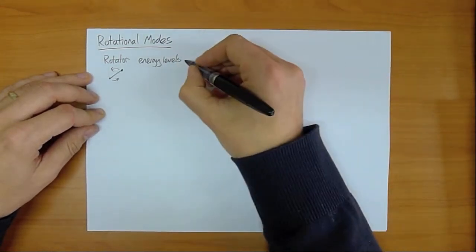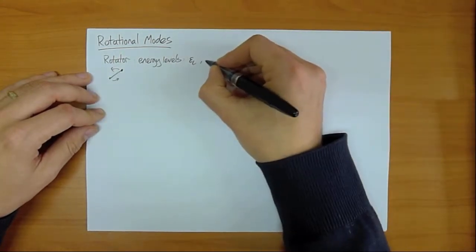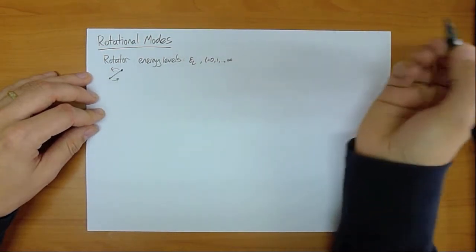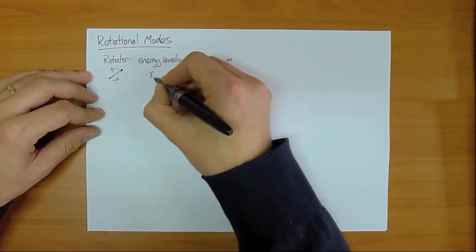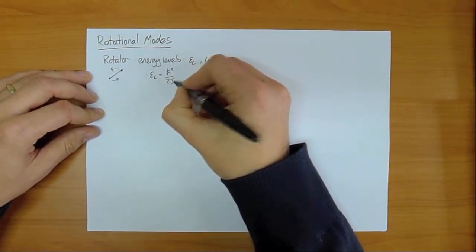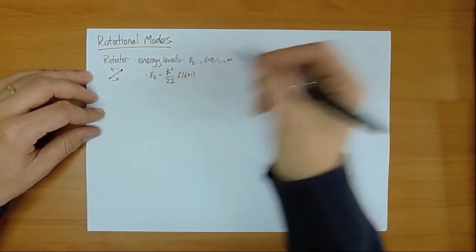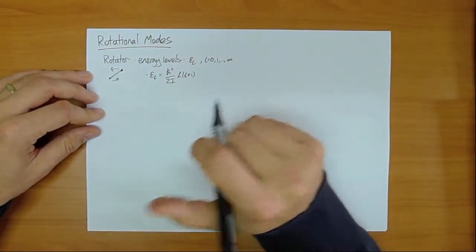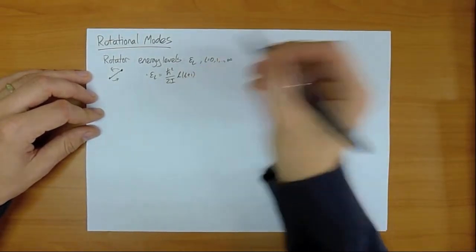of the rotator are labeled by an integer L, so they are epsilon L, where L takes values between 0 and infinity. Specifically, the energy level epsilon L is given by h bar squared over 2I times L times L plus 1. Here I is a parameter which tells you how much kinetic energy is associated with the rotation. It's called the moment of inertia.